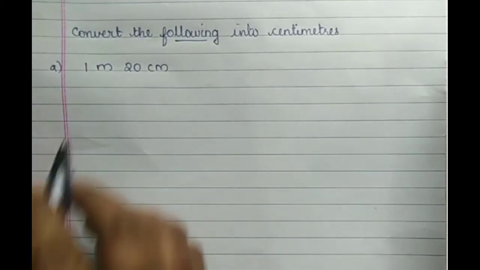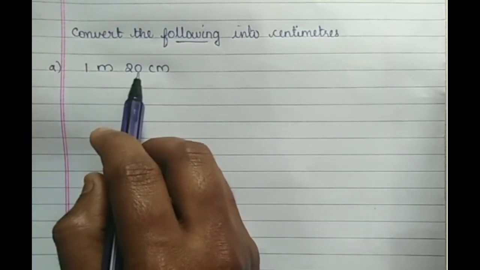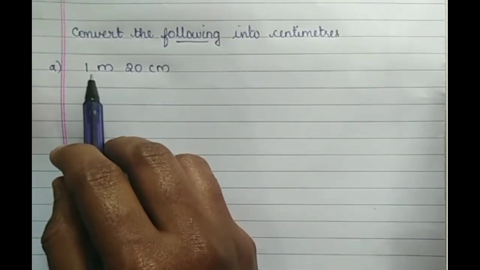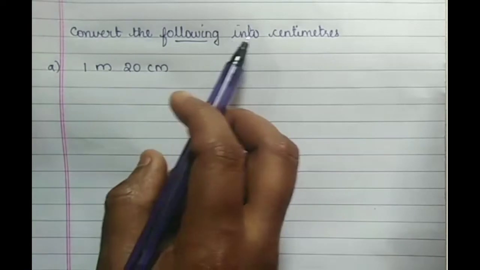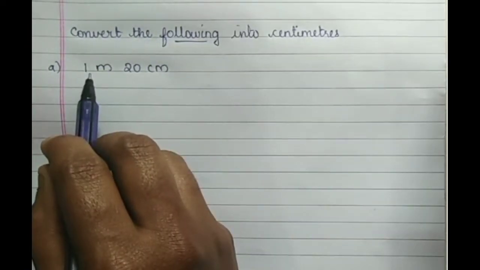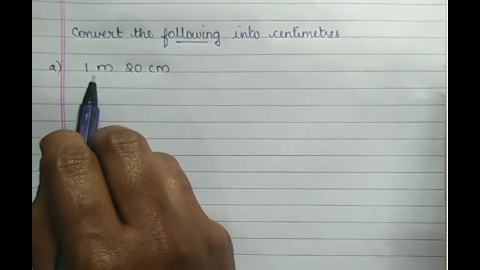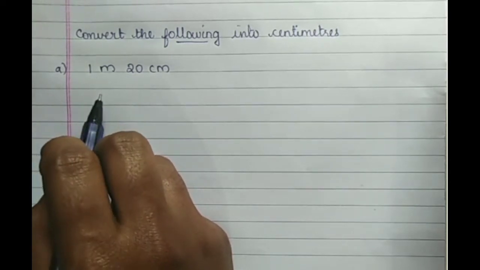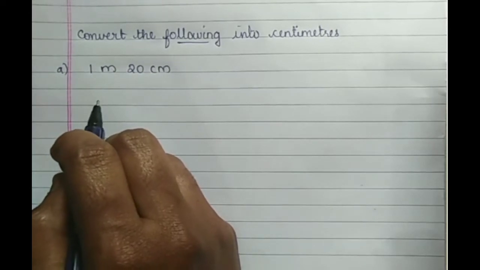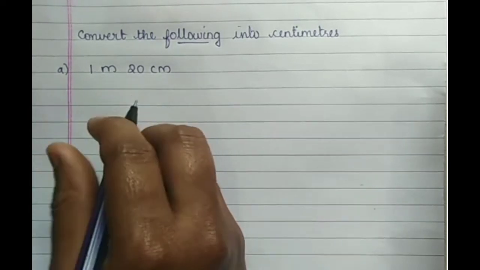Next, we can learn to convert meters and centimeters into centimeters. Convert the following into centimeters. Our first question is 1 meter 20 centimeters. Here one number is given in meters and another number is given in centimeters. We should convert these numbers into centimeters. For that, first we should convert 1 meter into centimeters. To convert into centimeters, we should multiply the given number by 100. Here we have 1 meter. To convert 1 meter into centimeters, we should multiply the number by 100. Here we have 1. So we should multiply 1 by 100.